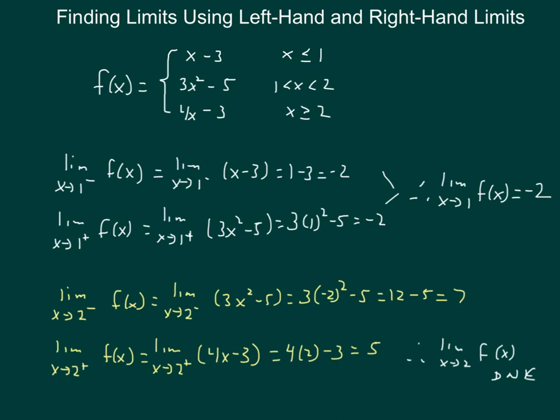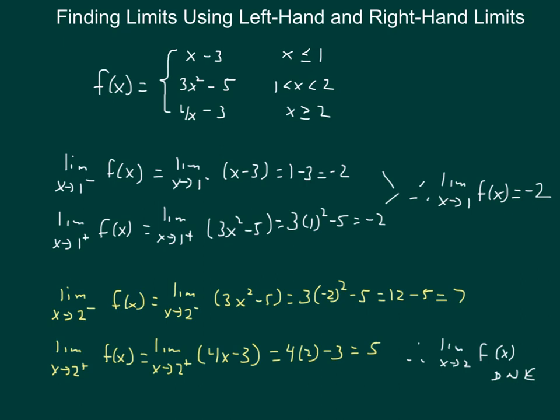Let's take a look at what happens as x approaches 2. The limit as x approaches 2 from the left of f of x. Well, from the left, we're putting in numbers that are slightly smaller than 2. That means we're going to be putting it into this middle piece right here. So that's going to equal the limit as x approaches 2 from the left of 3x squared minus 5. And again, by direct substitution, that is going to come out to be 7.